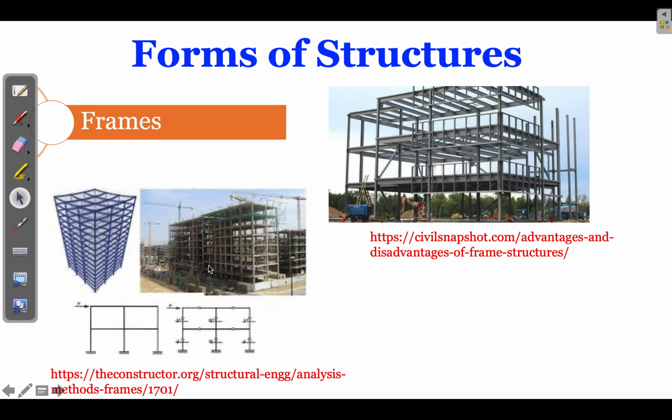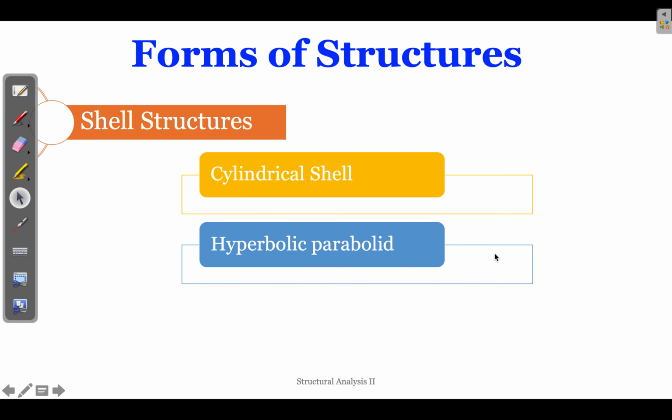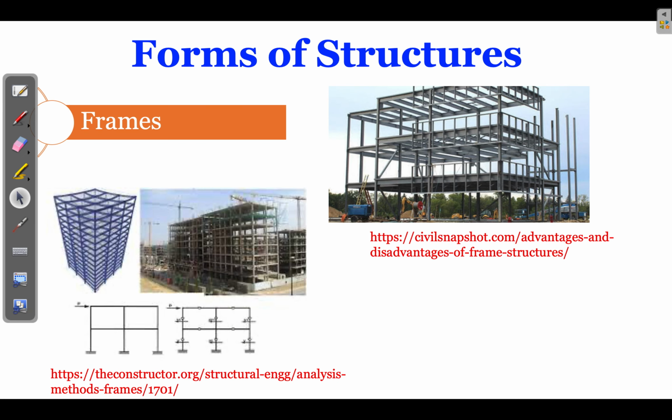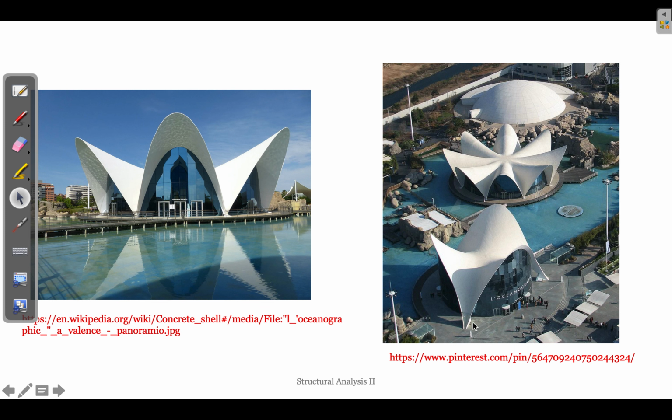Then frames. Okay, as I said, there may be industrial frames, there can be building frames. We can see an industrial frame and then we can see a building frame. So different types of frames. What was the third type I just now said? Frames can be a building frame with a shear wall also. Okay, so these are the types, and see the beautiful picture of a shell. So the shell, it's so interesting. Civil engineering is really interesting once you understand how it works and how we design it.